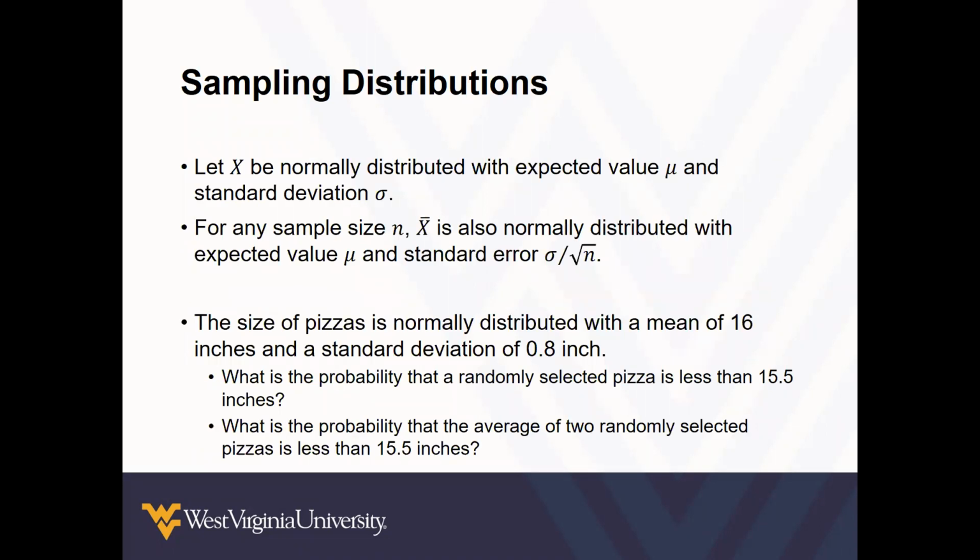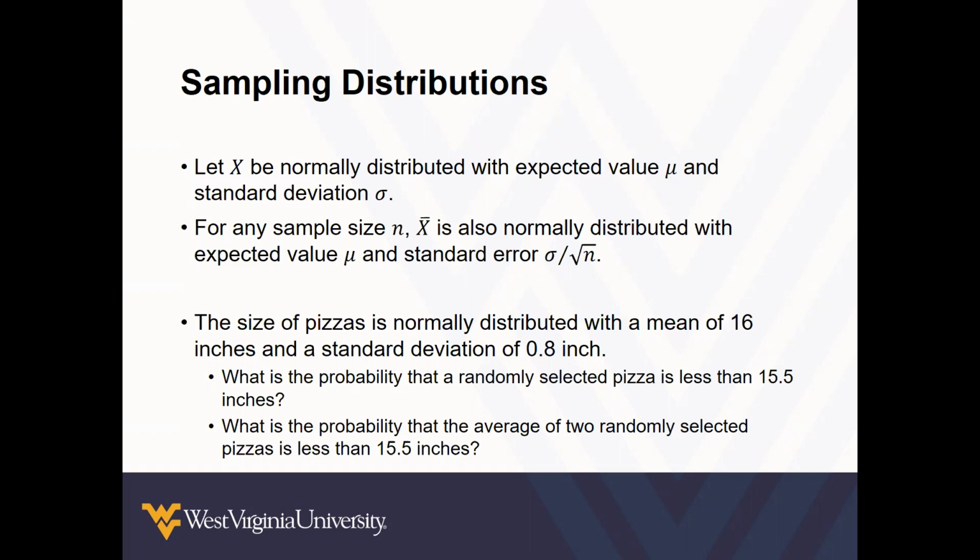An important feature of the sampling distribution of the sample mean is that regardless of the sample size, the sampling distribution of the sample mean is normally distributed if the population from which the sample is drawn is normally distributed. If the sampling distribution of the sample mean is normally distributed, then it can be transformed into a standard normal variable by subtracting from the sample mean its mean and then dividing by its standard error.